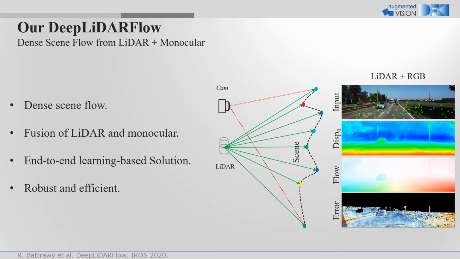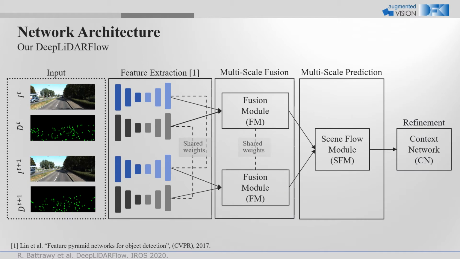The network extracts features in a hierarchical way and fuses the LiDAR and RGB information in a multi-scale deep fusion. The solution is computationally efficient, robust and improves the localization of features. We assume that LiDAR frames are well calibrated and synchronized to the monocular camera.